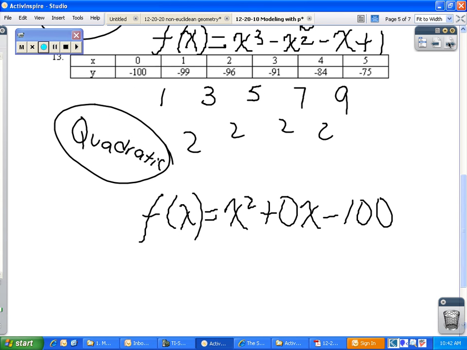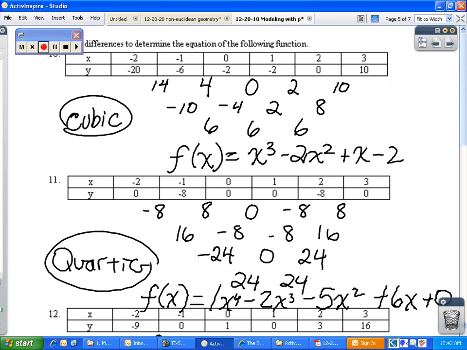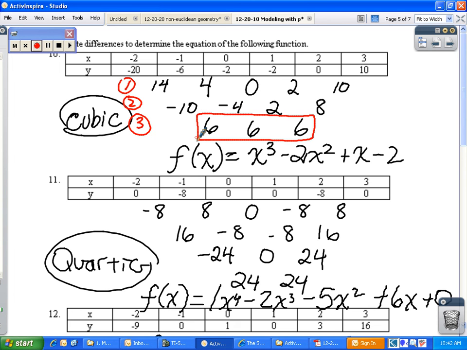Last page. Last page is using finite differences to determine the type of function, and then using your calculator to plug the data into a list and do a regression equation from that. For number 10, you can see how I took the difference from negative 6 to negative 20, negative 2 to negative 6, etc. Work down. This is step 1, step 2, step 3. Since step 3 had my constant differences, I know that this is a cubic function. So again, when you plug this in your calculator, which is in a separate video, you will be able to perform the cubic regression function on your calculator to give you this equation.